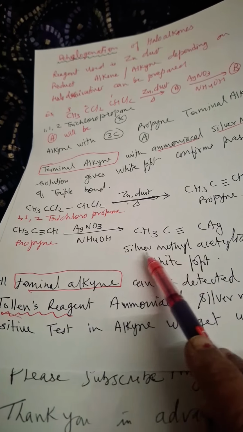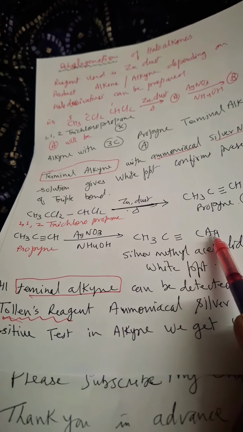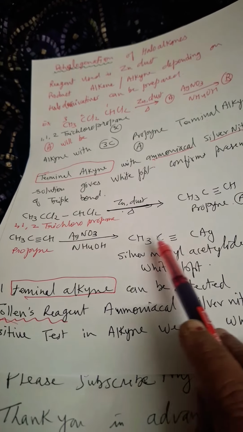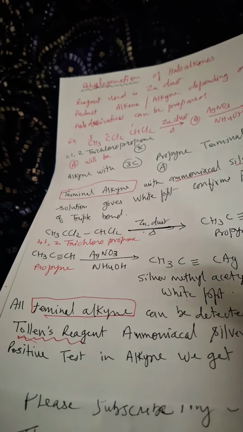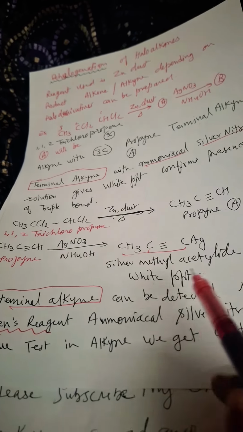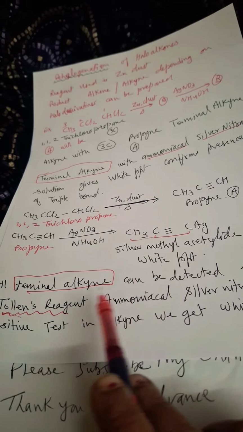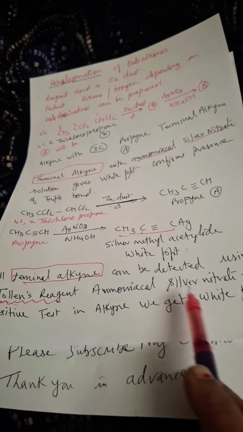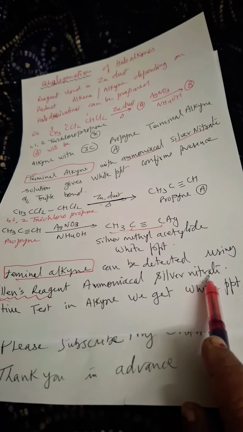We call it silver methyl acetylide. In IUPAC naming, we can call it silver propylide. But the common name, silver methyl acetylide, is better, because this is acetylene and this is methyl. So silver methyl acetylide, white precipitate. All terminal alkynes give a white precipitate with ammoniacal silver nitrate solution.